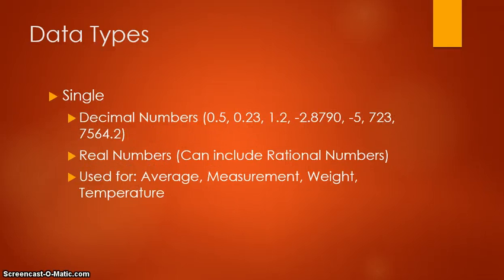We've got a single. A single is a decimal number. So there's some examples you can see on the screen here. Now this is a real number, which is another name for a single, and this can include rational numbers, and to some extent rounded. You can include some irrational numbers as long as they're rounded. These can be used for averages, measurements, weights, temperature, anything that might require a decimal number.